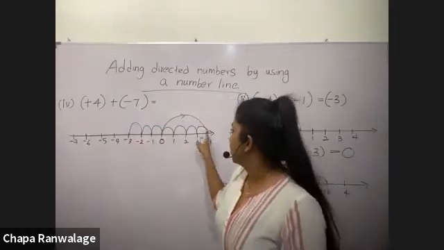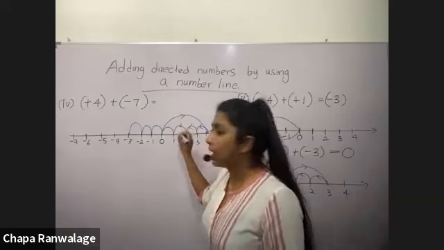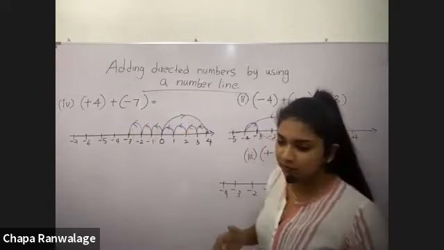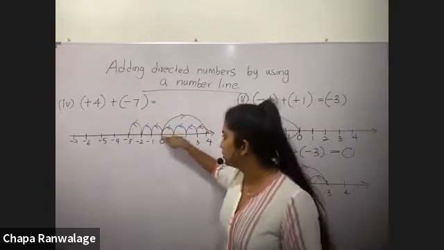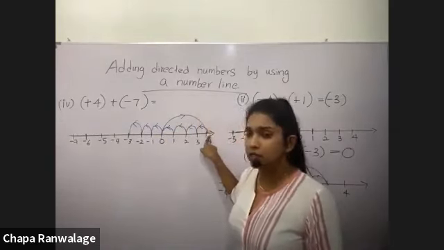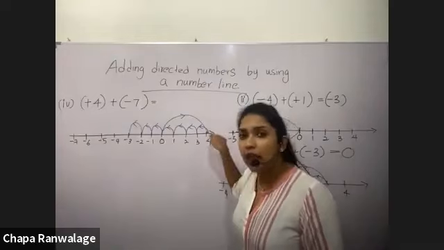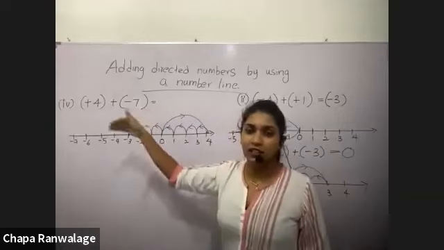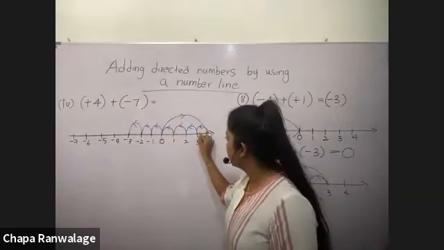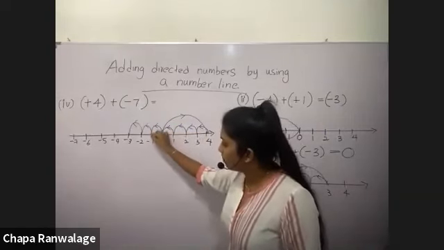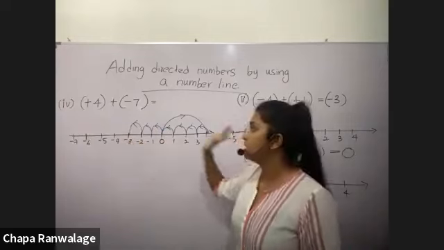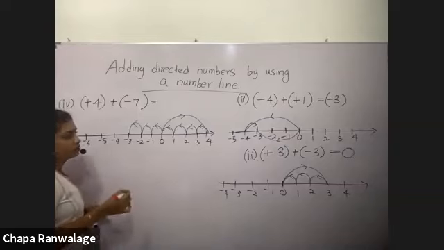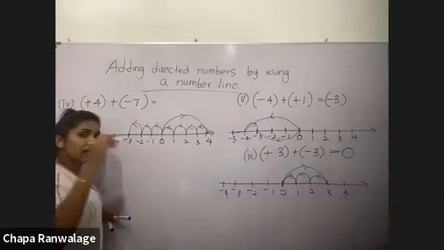One, two, three, four, five, six, seven. I passed my starting point. So my question is this one. I'll start from zero. From that point, you have to move 7 units towards left. 1, 2, 3, 4, 5, 6, and 7. Okay? Now, where's my starting point? 0. Where's my ending point? Last point?